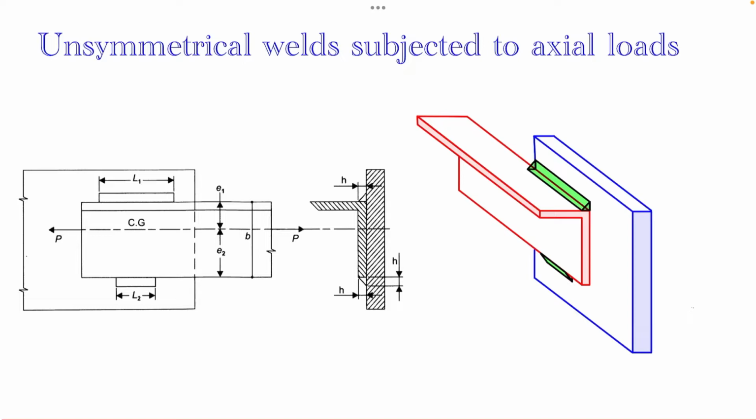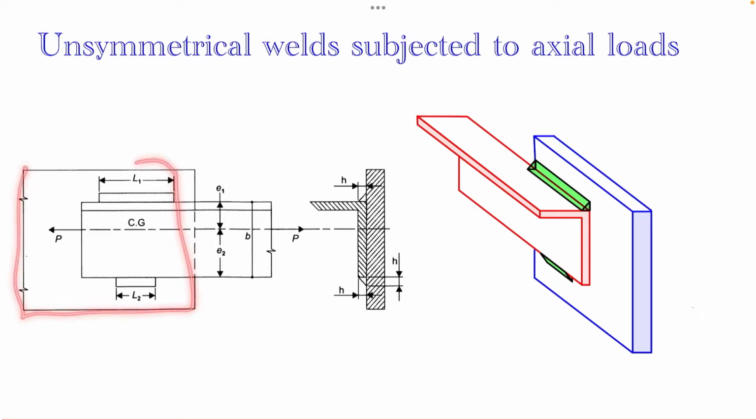In our previous video, we had an overview of design of welded joints and we learned how to design the basic lap and butt joints. Here I will be extending our analysis to design of unsymmetric welds which are subjected to the axial load.